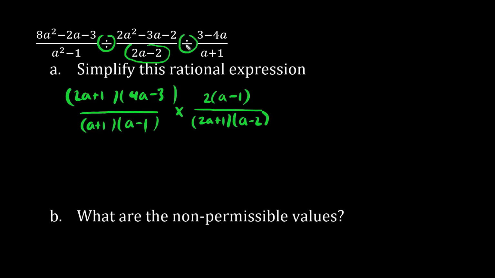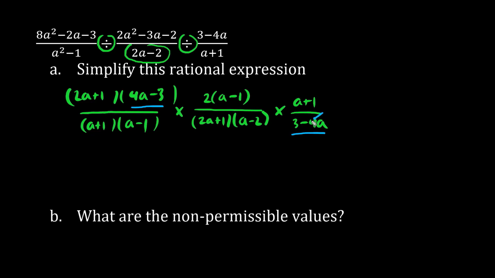We'll switch this division symbol to multiplication, and in the same way, flip the denominator and numerator. A plus 1, and we have 3 minus 4a. If you pay careful attention, notice how 3 minus 4a seems similar to 4a minus 3. We'll call these fraternal twins.